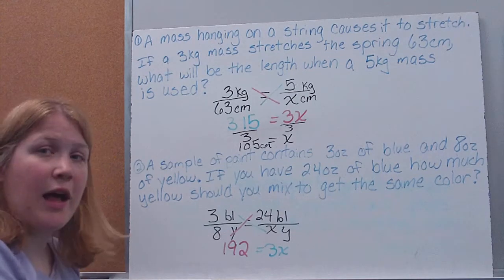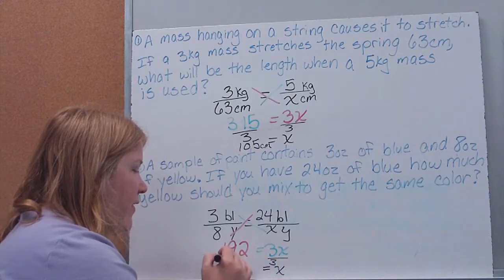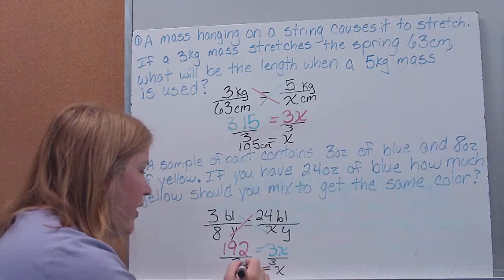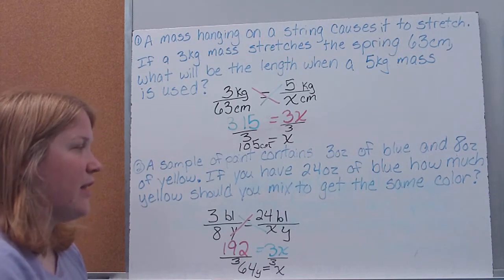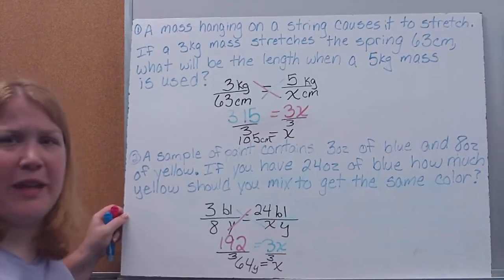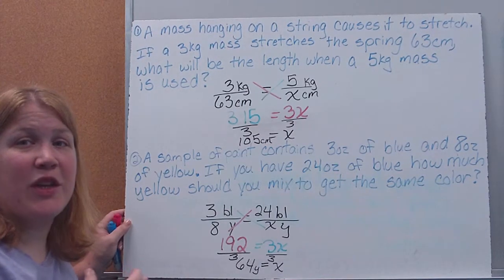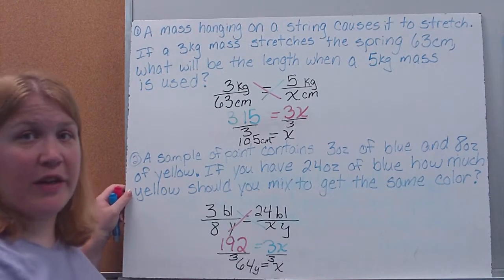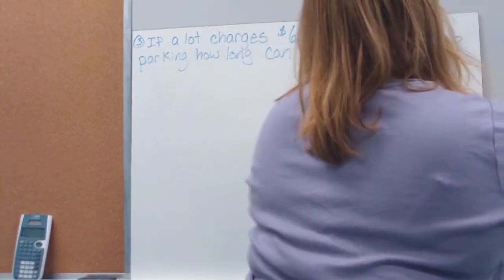From here, I'm going to solve using division to get my x by itself. I divide one side by 3. I need to do the same to the other. And I wind up with 64, or 64 ounces of yellow paint if I have 24 ounces of blue. I'll lift that up in case you can't really see that bottom too well. So the big thing, again, like I said, is making sure we set it up properly. Once it's set up, then you can go about solving it the way that I've showed you in the previous video. And again, if you need to go back and watch that, please do. All right, one more example.